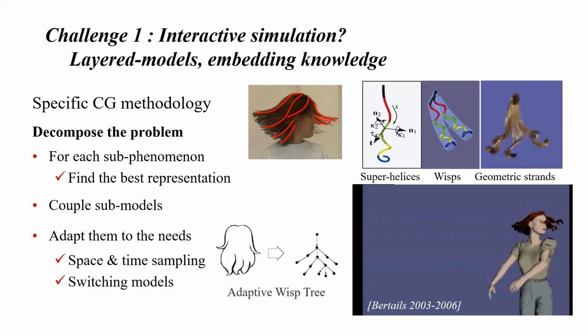We had other work that I have no time to show here, for instance, where we use an adaptive tree of hair, because sometimes you need fewer individual wisps at the top of the strand and more at the bottom, especially for long hair. And this can be dynamic and change over time.